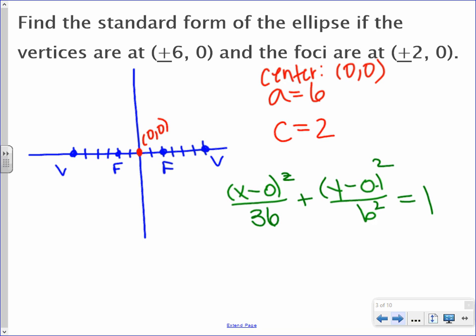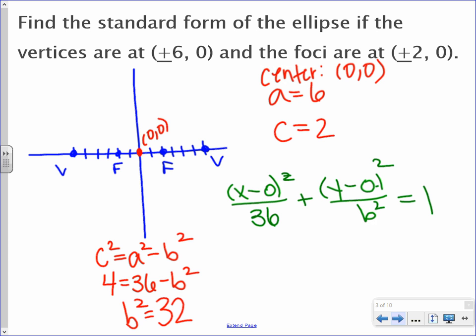We can plug in as if we were finding C, but instead of finding C, we're finding B, so we'll have 4 equals 36 minus B squared. Okay, so we know that C squared is A squared minus B squared. So we have C and we have A. We can plug those in to solve for B squared. Okay, so if I add over B squared and I subtract 4, B squared would be 32.